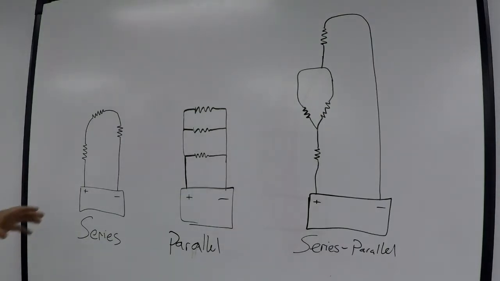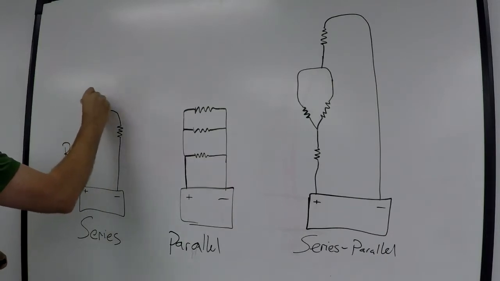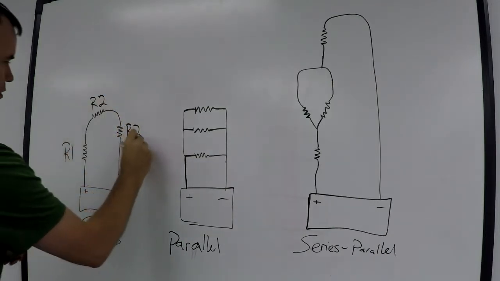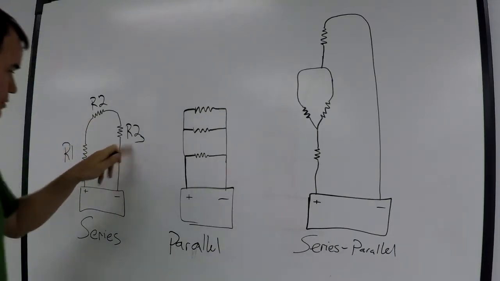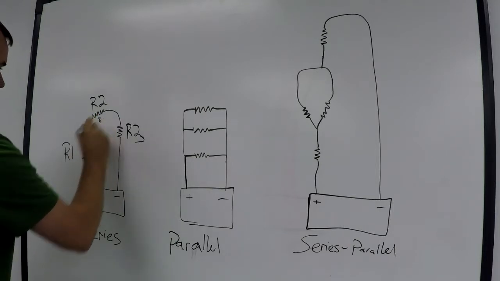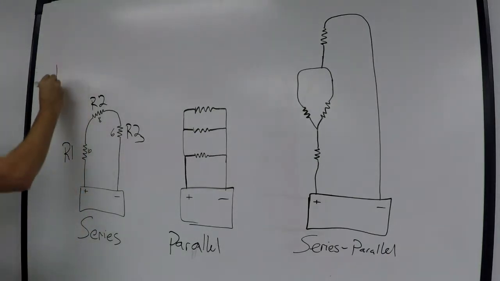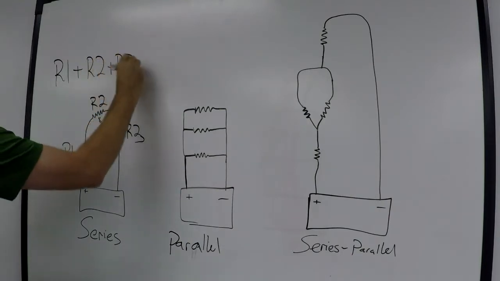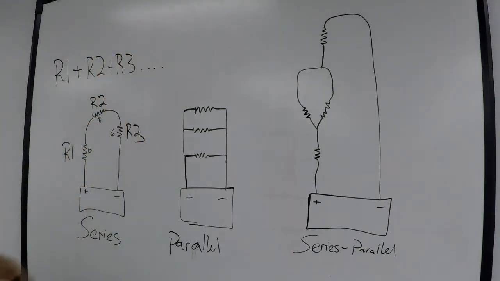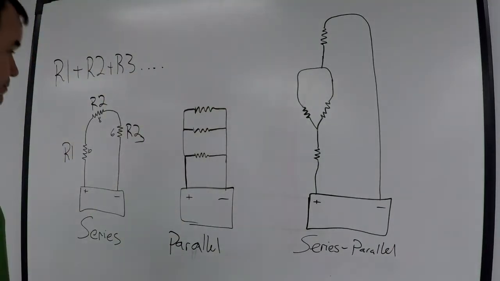So in order to calculate total resistance, for series it's real simple. You find all your resistances, R1, R2, R3, R just meaning resistance. So if this was 10, this was 8, and this was 6, it'd be 10 plus 8 plus 6. So the formula for series is R1 plus R2 plus R3, dot, dot, dot because it could be multiple. It could go on forever. You just add them together. Pretty simple.